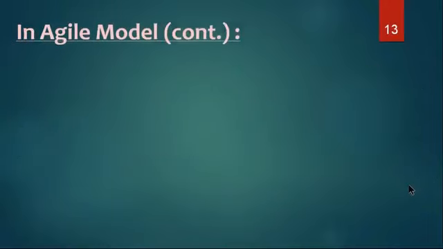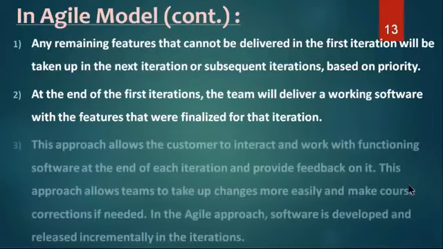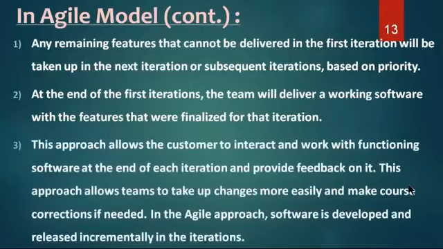Here in the Agile model, any remaining features that cannot be delivered in the first iteration, assume you planned 10 requirements in the first iteration, features meaning modules, will be taken up in the next or subsequent iterations based on priority. We can postpone them, no need to worry. If anything is left over, no need to postpone the delivery to the customer. Deliver to the customer, postpone that to the next version, develop it in the next version and release to the customer.